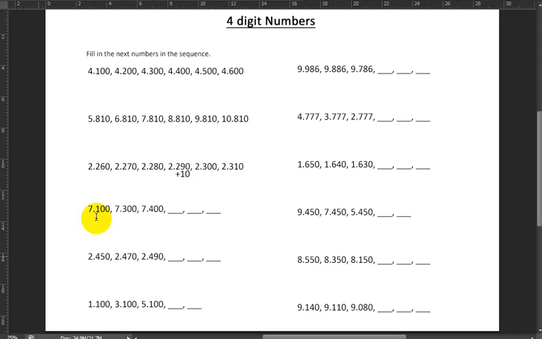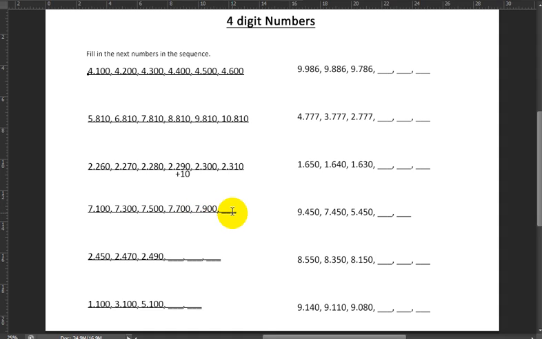Okay. Next up we have 7,100, 7,300, 7,500. So now it's the hundreds that are changing, but instead of going up by 1, they're going up by 2. Because to go from 1 to 3, I need to add 2. And to go from 3 to 5, I need to add another 2. So if I add another 2 to the hundreds, now it's going to become 7. So 7,700. And another 2 is going to make it 9, 7,900.